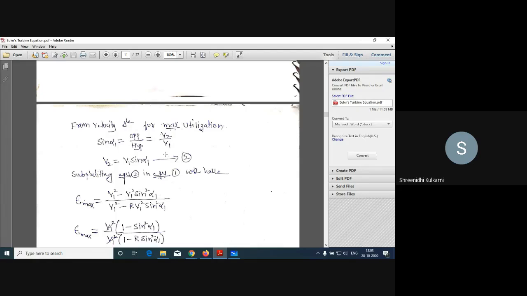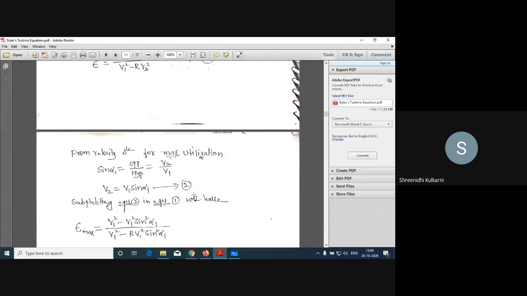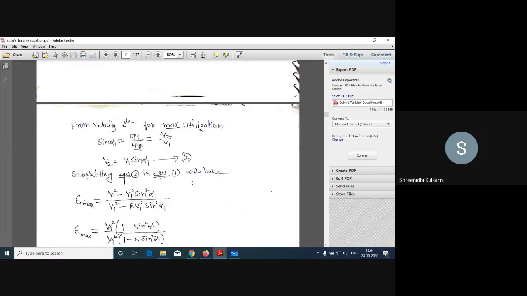I'm going to call this equation 2. Wherever we have V2, we replace it with V1 sine alpha 1, so we can substitute equation 2 in equation 1. By substituting this, we can directly write the maximum utilization factor. Why is it a maximum? Because when V2 is minimum, we get the maximum utilization factor.